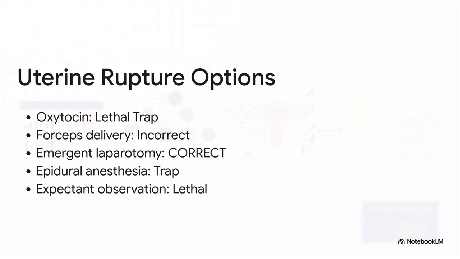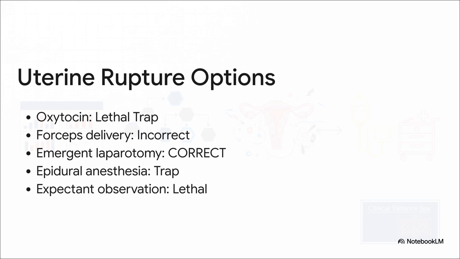Choice A, oxytocin augmentation, is a lethal trap. It's going to violently exacerbate the tear that's already there. Choice B, a forceps vaginal delivery, is incorrect and frankly physically impossible because of that sudden loss of fetal station. Choice C, immediate emergency laparotomy, is absolutely correct.